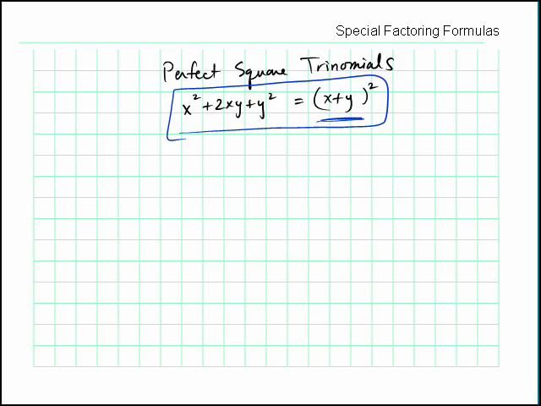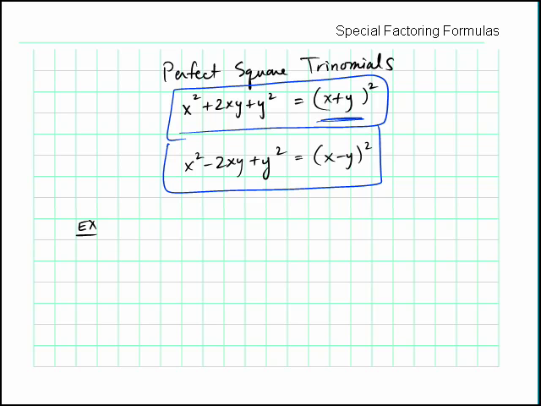If there is a minus sign instead, minus 2xy, then we have an x minus y quantity squared for our pattern. Now, you don't really need to have these patterns memorized for factoring, because you could just use the regular method we have for factoring trinomials. Here's an example of what I mean.